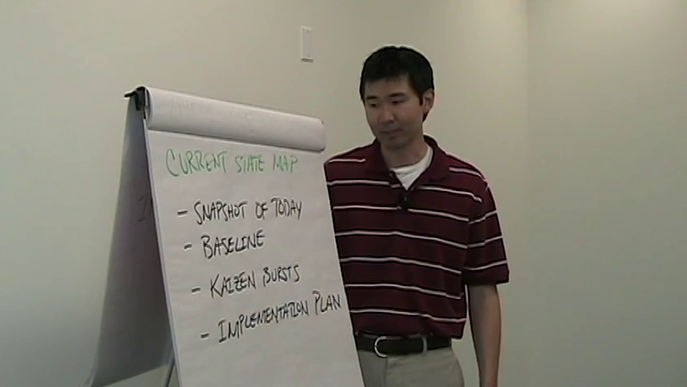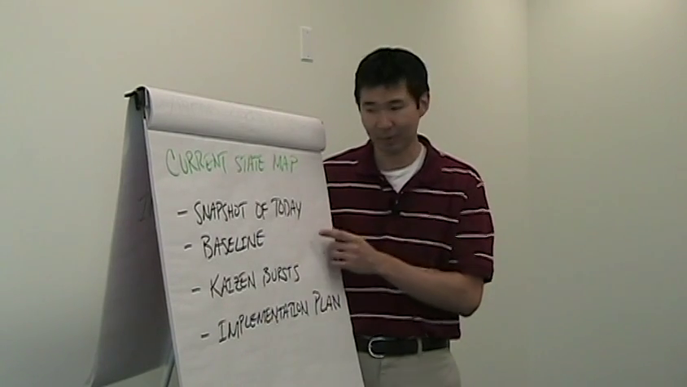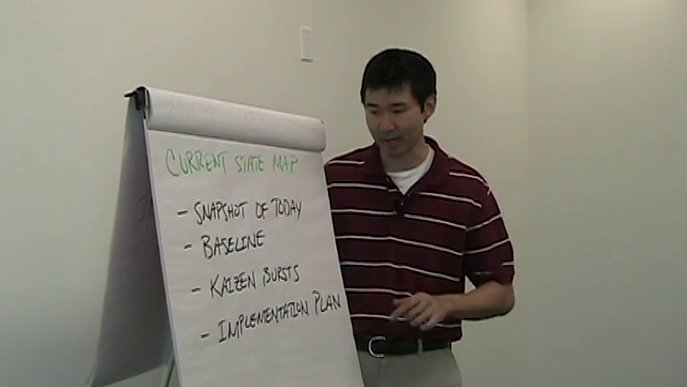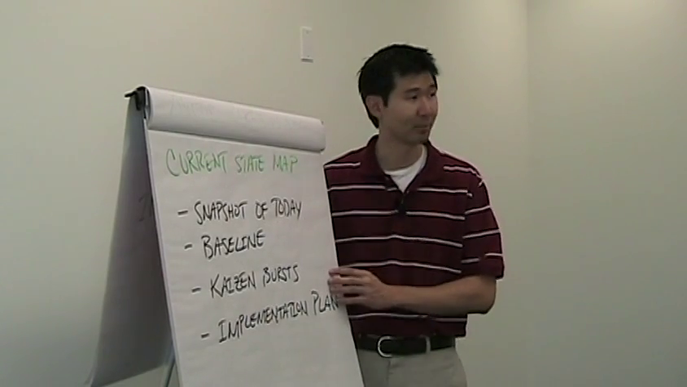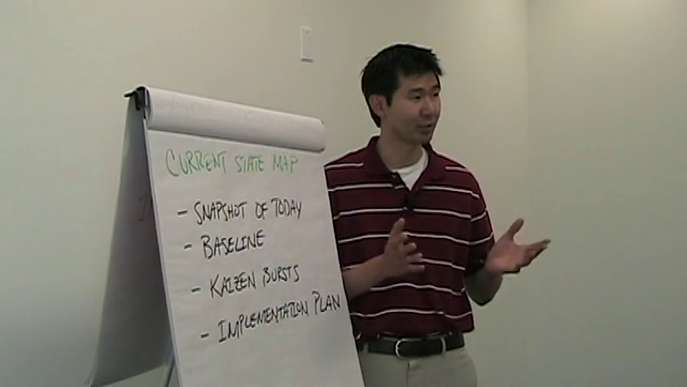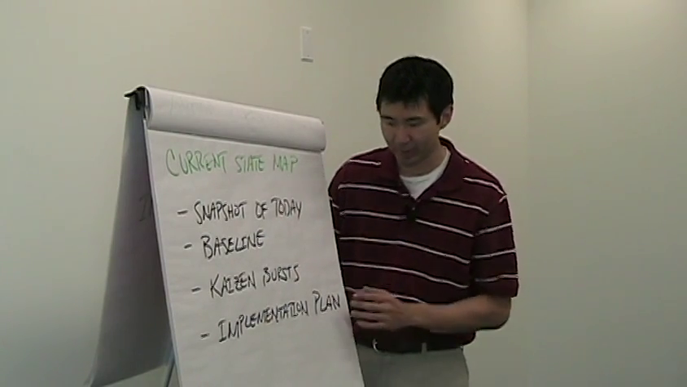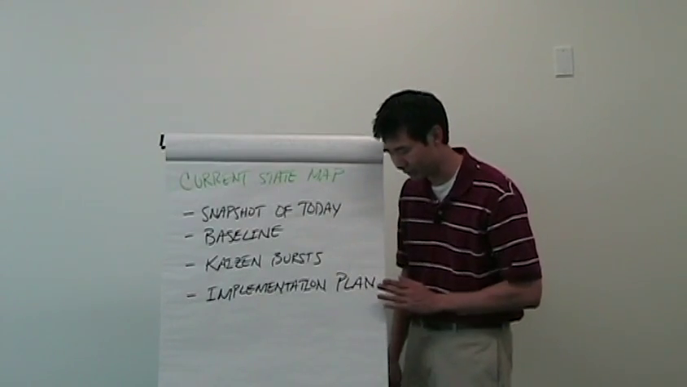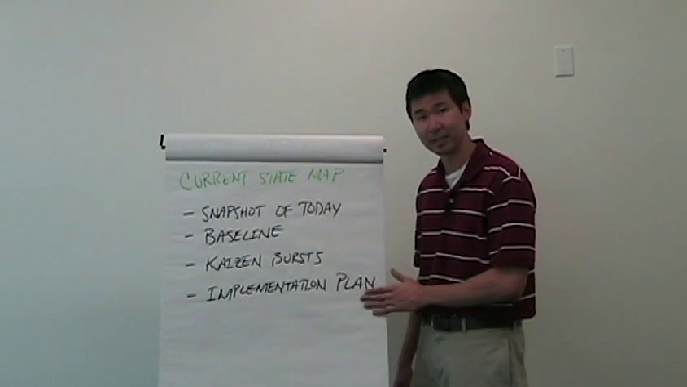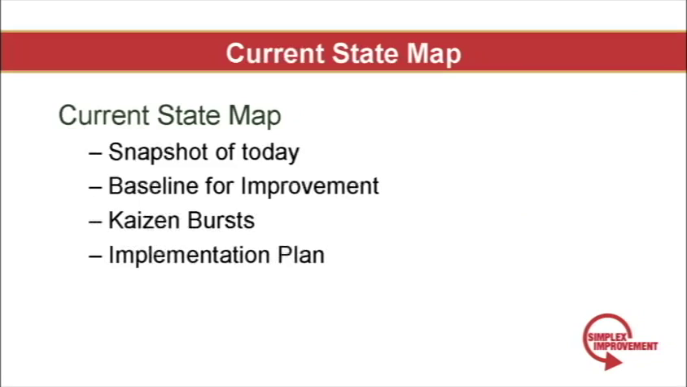So a current state map is a snapshot of what's going on today. It provides a baseline of how you're performing right now, and oftentimes you'll see Kaizen bursts that show which direction the company's trying to move as far as improvement goes. These Kaizen bursts are transferred into an implementation plan, and that implementation plan is used to drive your improvement for the next 90 days.